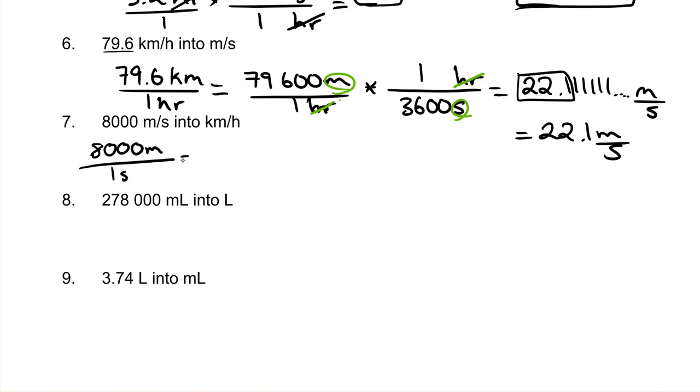Meters per 1 second. So turning meters into kilometers, going to move the decimal 3 times. So that's 8.000 kilometers in 1 second. Holy, that's fast. 8,000 meters per second. Goodness gracious. And then we're going to turn seconds into hours. So seconds and hours, 1 hour is 3,600 seconds.